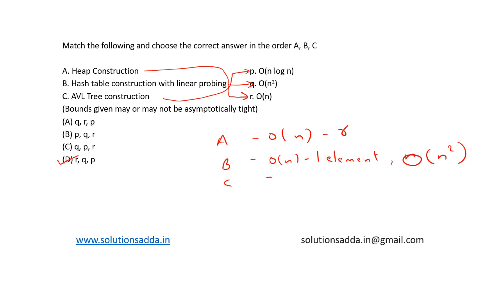This is order of n log n. For a single node, it would take order of log n time to find its correct place and to fix its height. So for n such elements, it would take order of n log n. This is for the AVL tree construction. Option D is the correct answer here.